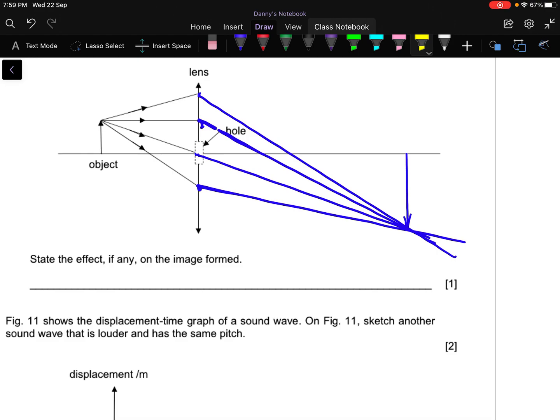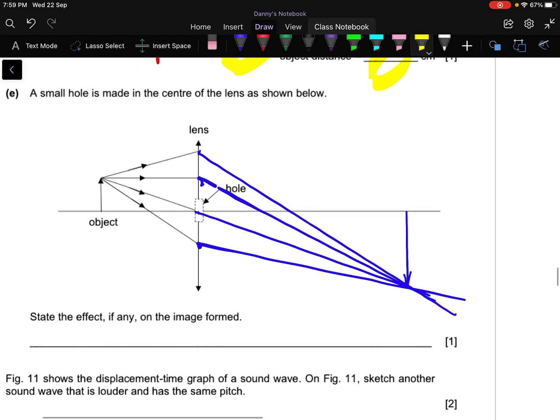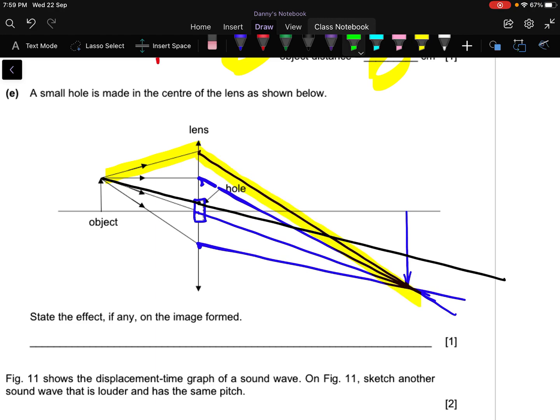For part E, I just transferred the diagram here. Now they say that there is a hole. If there is a hole here, that means the light ray that passes through this place, which initially would converge to your center line, will now, when it goes into the hole, just go straight. That means it won't converge there. But the rest of the rays, like this one and like this, will still converge at that point.